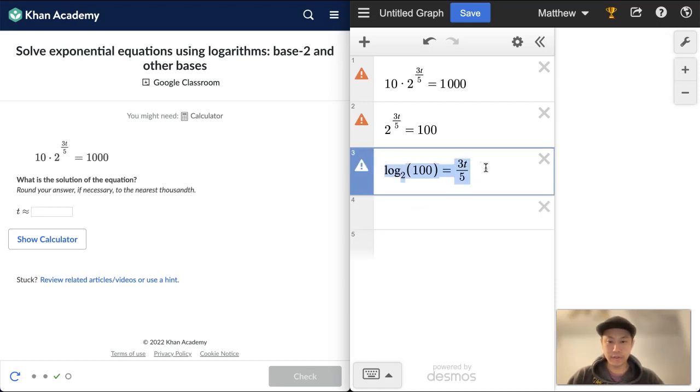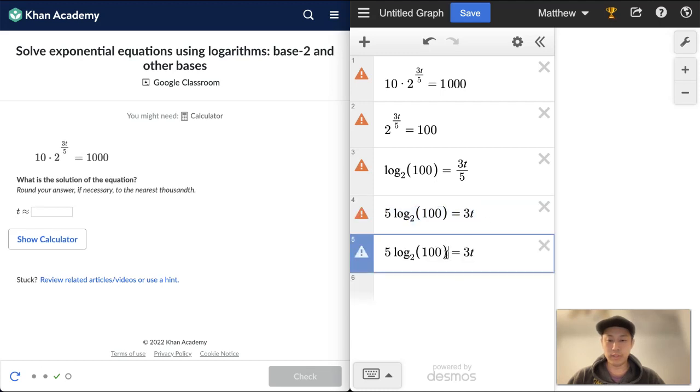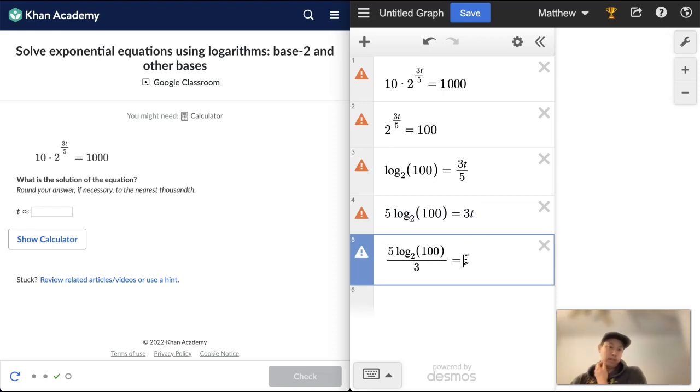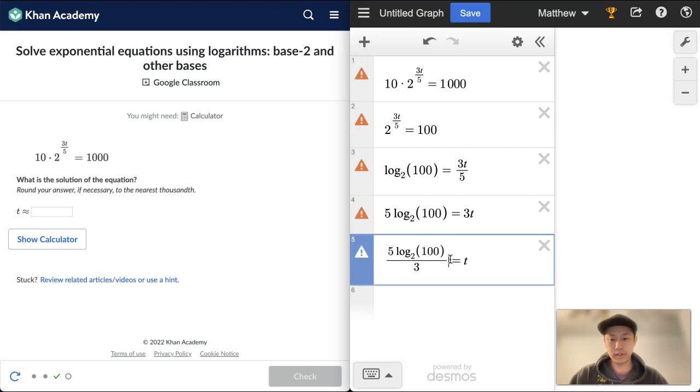So I'm going to multiply both sides by 5, which would get rid of this denominator. And then I will divide both sides by 3. Okay, we'll do it one step at a time. Divide by 3. There we go. So that is what t is equal to. It is asking us to round to the nearest thousandth. So let's figure out what this is.